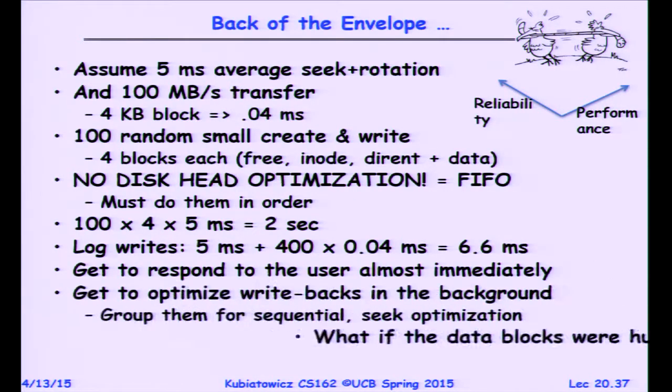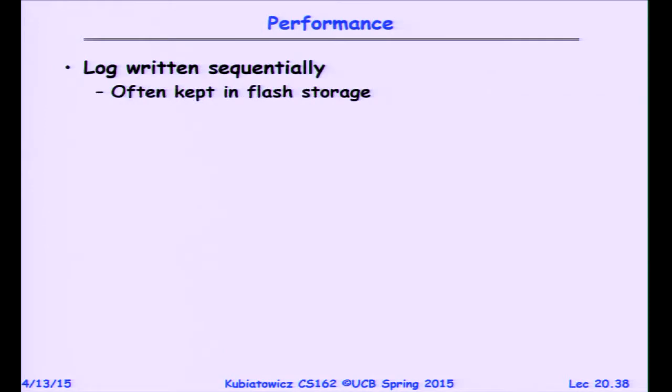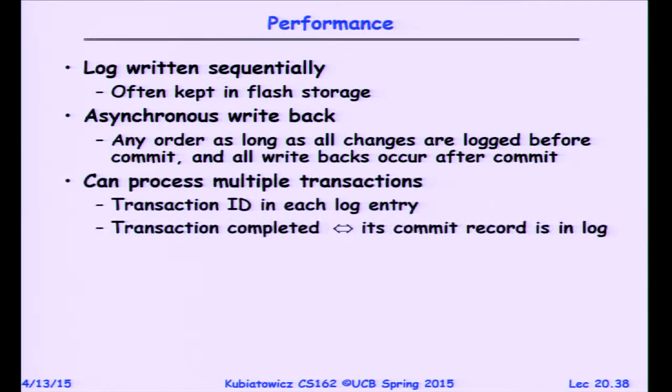Now, if the data blocks get really huge, then you start running into problems. The log is written sequentially, so it's often kept in flash storage, which is a nice other option. Then you get an asynchronous write back to disk, which is even more optimization. You can process multiple transactions at a time by putting a transaction ID in the log.